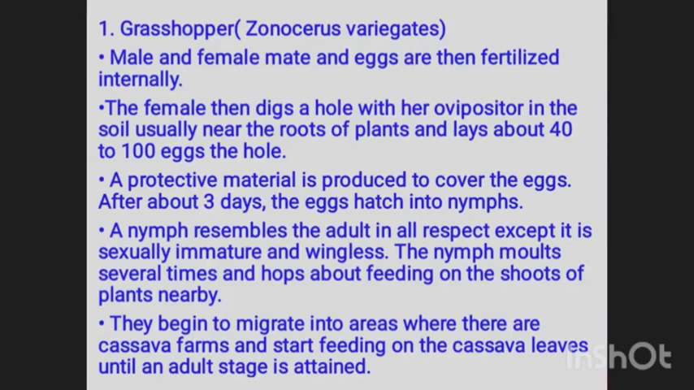Now, nymphs resemble the adults, they're just like the young grasshopper, except they are sexually immature and wingless. The nymph molts, as in develops, several times and hops about, feeding on shoots of plants nearby. They begin to migrate into areas where there are cassava farms and start feeding on the cassava leaves until an adult stage is attained. And when an adult stage is attained, they keep on doing the process again. The process is recycled again. This is how their life cycle works.